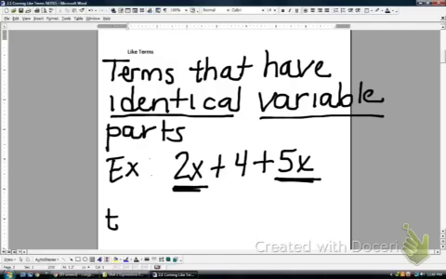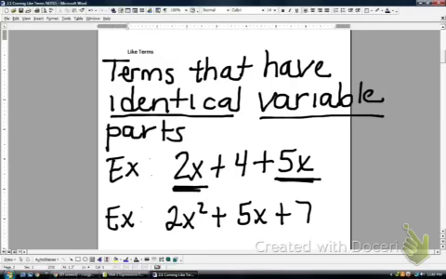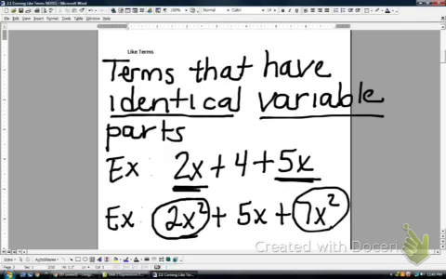Let's look at another example. In this example, you have 2x squared plus 5x plus 7x. This and this are like terms because the x's are both squared. Even though the 5x has an x, it's not squared, so it's not considered like terms.